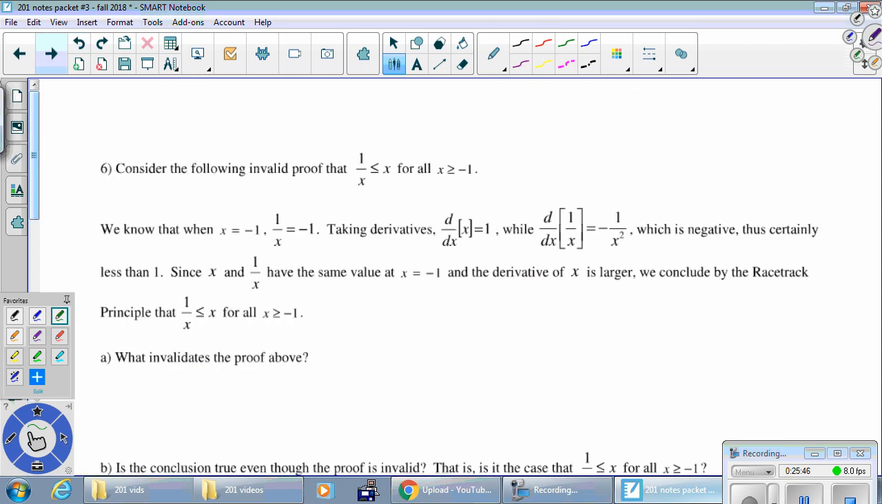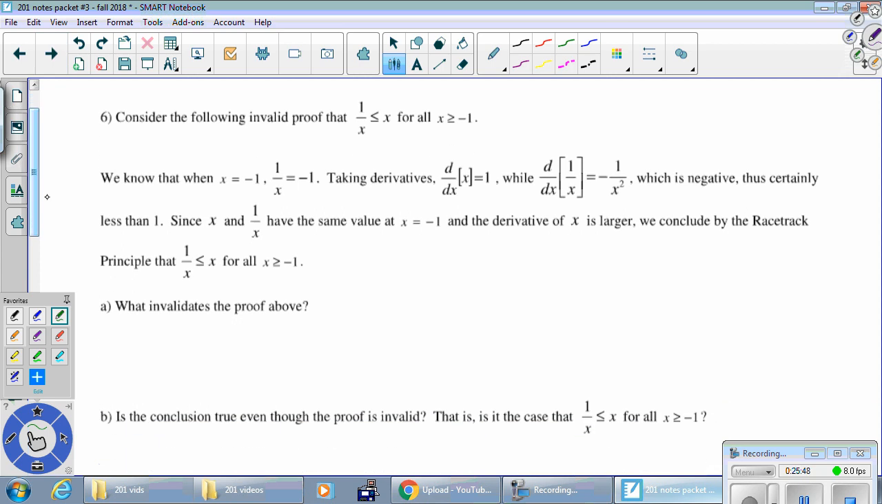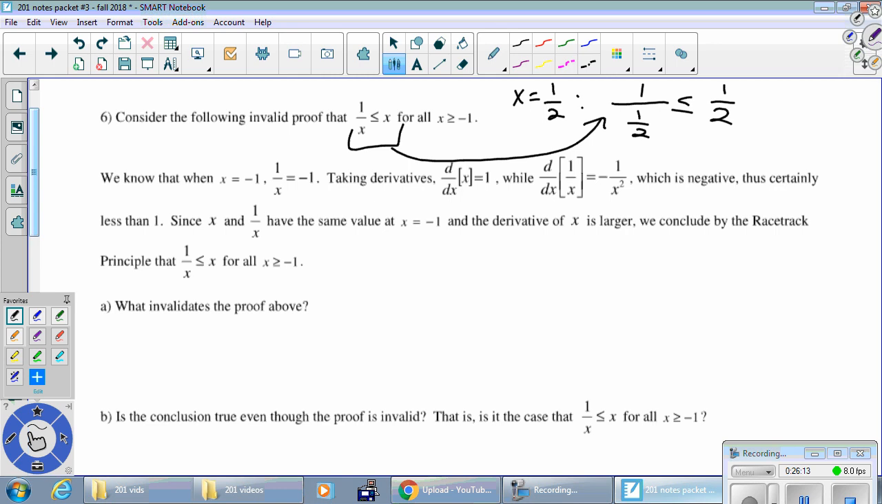Okay, here's an invalid proof that 1 over x is less than or equal to x for all x bigger than or equal to -1. And we really hope that the proof is invalid because the conclusion is certainly not valid. For example, if you pick, I don't know, x equals half, then 1 over a half is less than or equal to a half. Is it? No, 2 is not less than or equal to a half. So that is a problem.